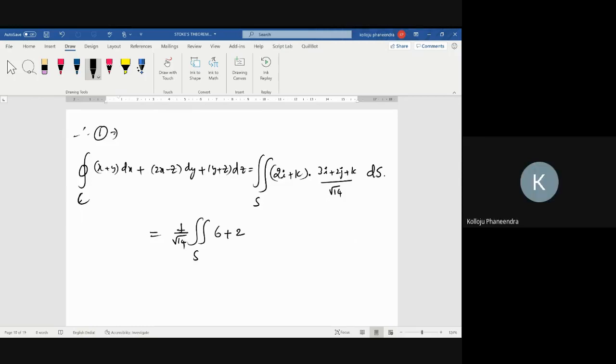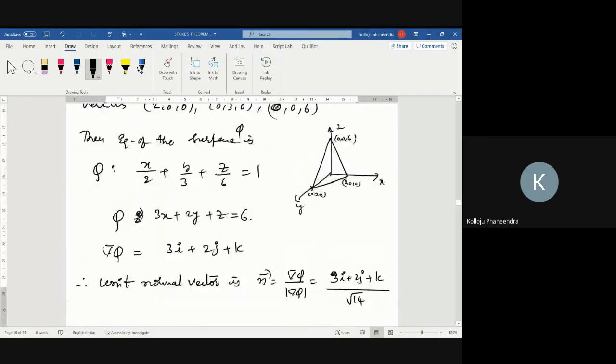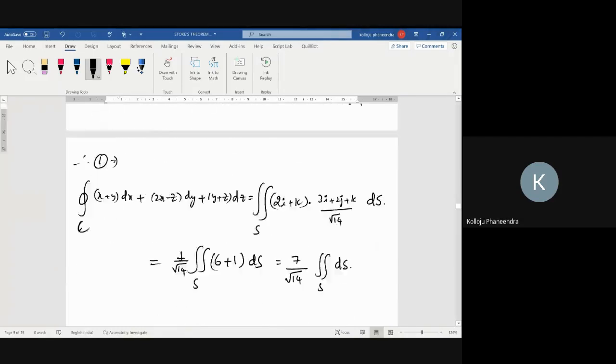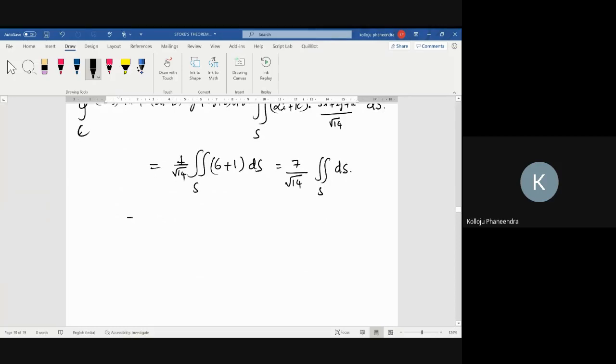6 plus 1, ds, isn't it right? That is equal to 7 by root 14 double integral over s ds. What is this? Clearly, if I consider this as a, this as b, and this is c, 3 vertices are there. This is equal to 7 by root 14 double integral.